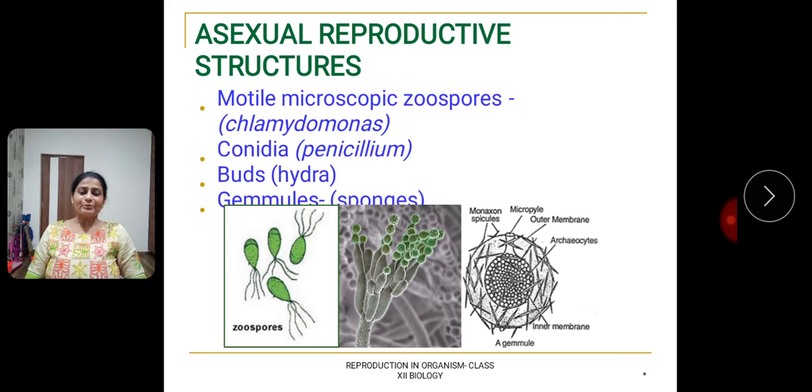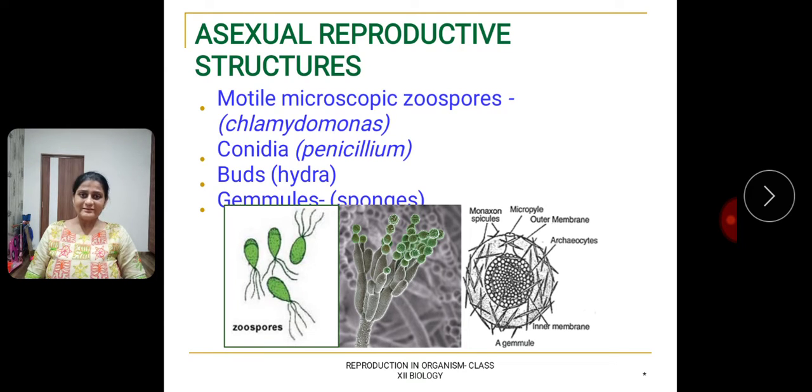Children, asexual reproduction in plants is commonly known as vegetative propagation, and it is the process of formation of a new plant from the vegetative part of the plant. The vegetative parts of the plants are roots, stem, leaves. So from this vegetative part, when the new plant is produced, it is called vegetative propagation.